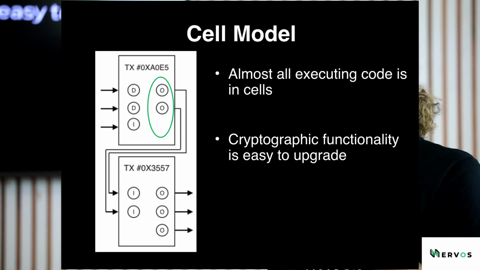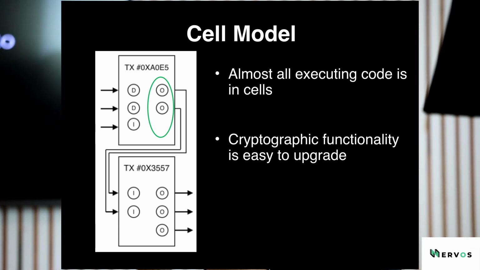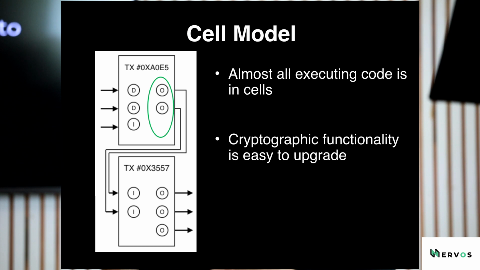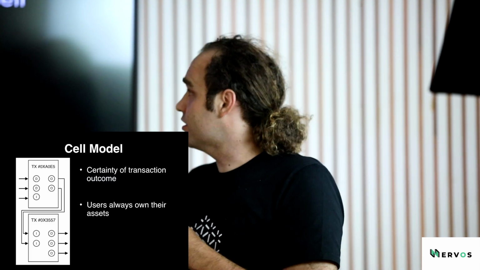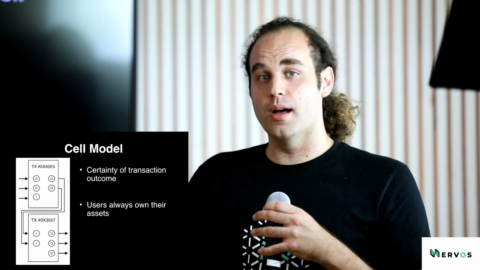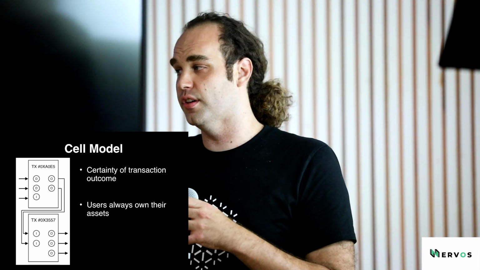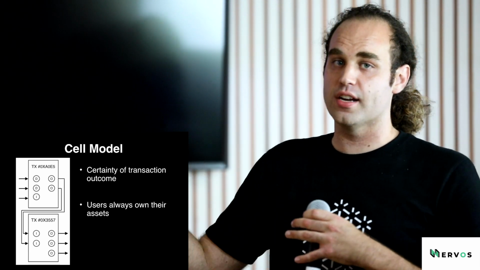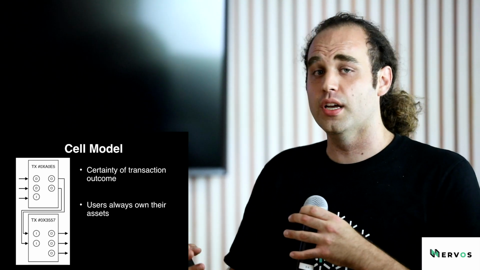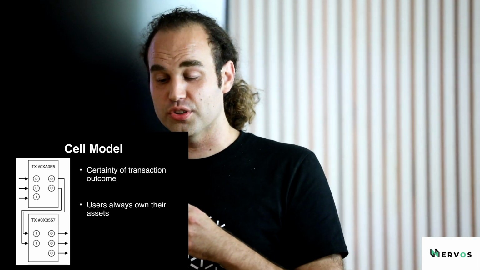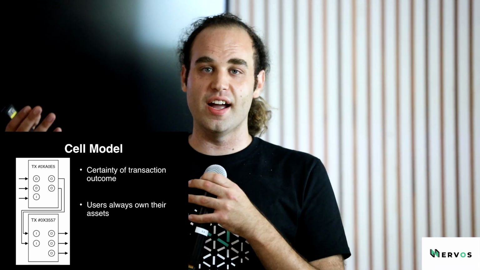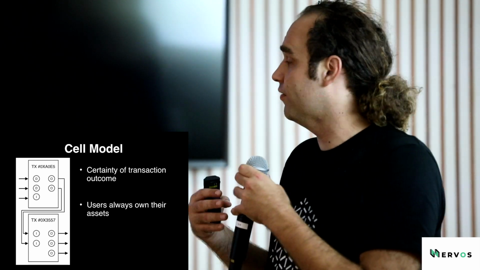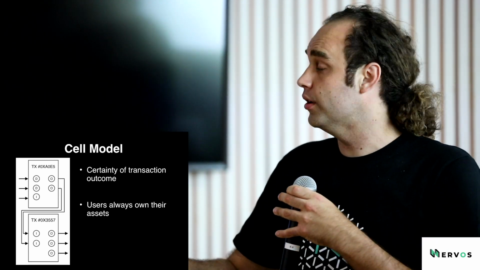Almost all executing code is in cells, and cryptographic functionality is easy to upgrade. This enables the users of the platform to continue to upgrade the core functionality of the protocol on Nervos CKB. You also have a certainty of transaction outcome. When I send this transaction, I'm specifying input cells and output cells, and if the virtual machine of Nervos CKB doesn't compute those output cells for the input cells, then the transaction is going to error out. Whereas on Ethereum, if I submit a request to the world computer, that computer is just going to do whatever I asked it to do, and it will execute based on how it's been programmed. I have no sort of control over the output.